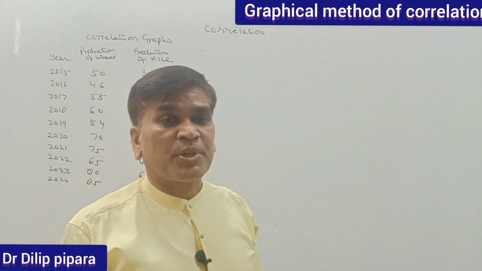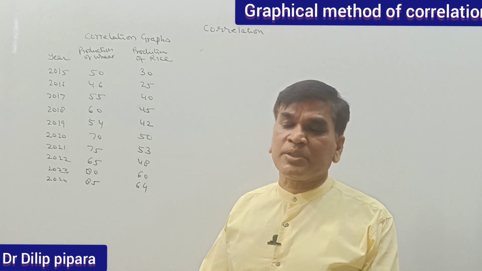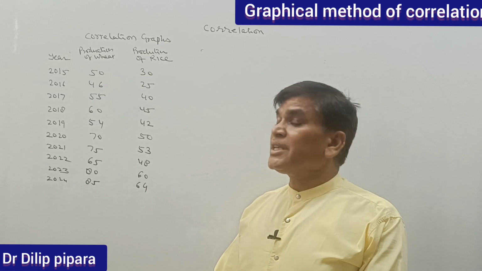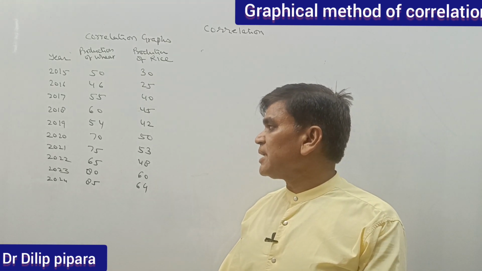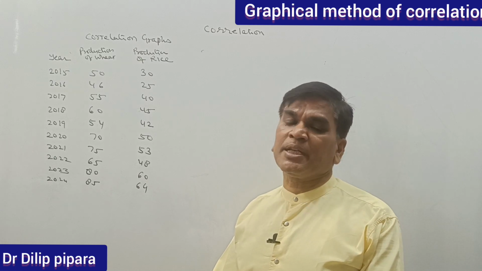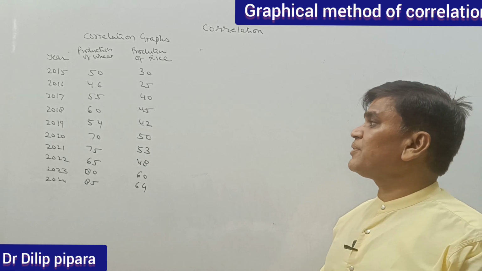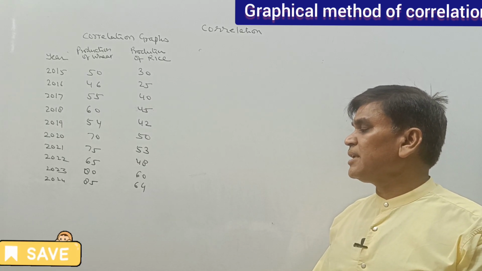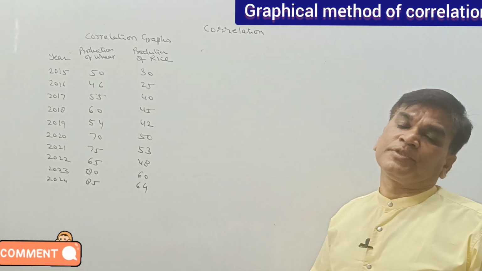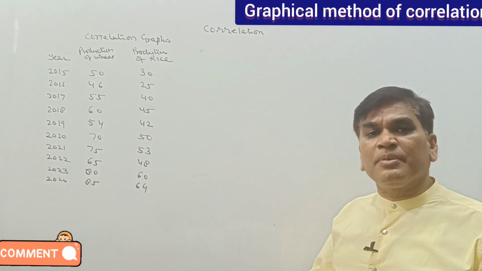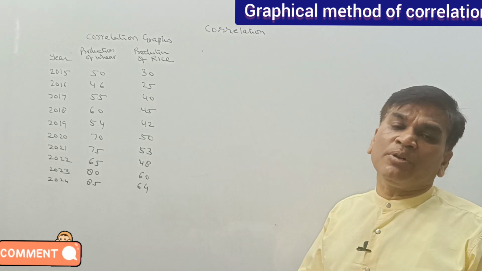Suppose the production of wheat and rice is given from 2015 to 2024. The production of wheat in lakh tons is 50, 46, 55, 60, 54, 70, 75, 65, 80 and 85. Production of rice is also given: 30, 25, 40, 45, 42, 50, 53, 48, 60 and 64. With the help of the graph, we can say whether the relationship between these is positive or negative.